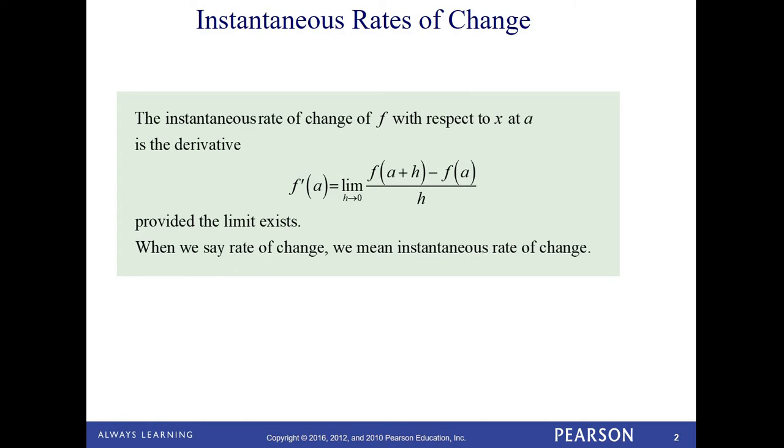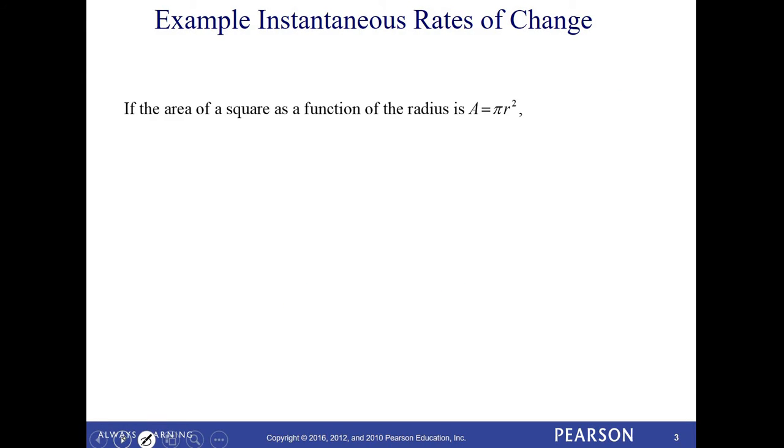Any time from now on when we say rate of change, we mean instantaneous rate of change. If they want the average rate of change or the change between 2 points, they will use the word average. So rate of change means instantaneous, or a derivative. So, an example of instantaneous rates of change.